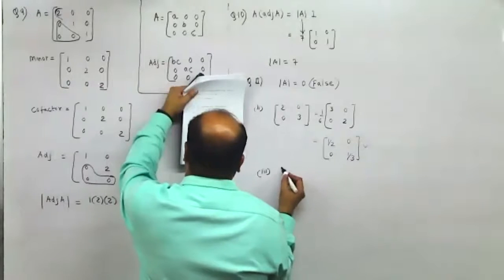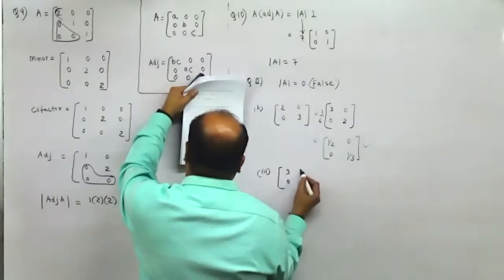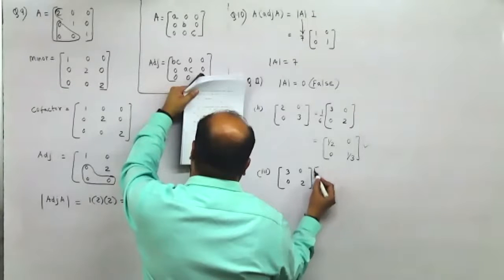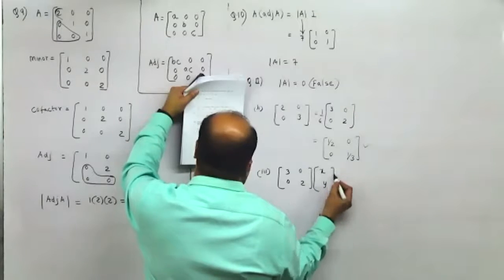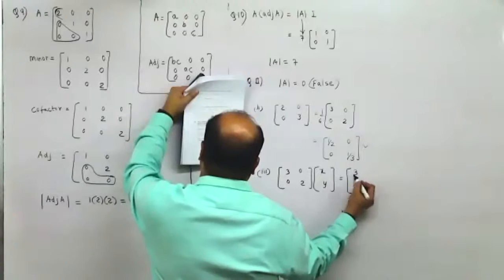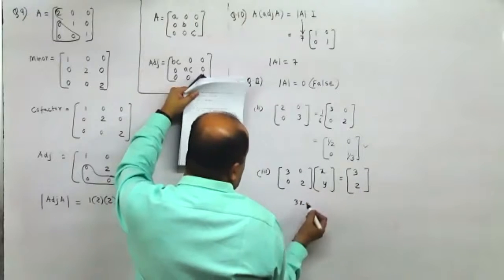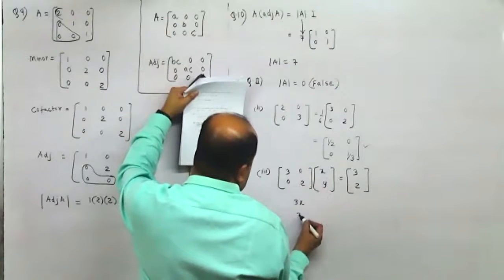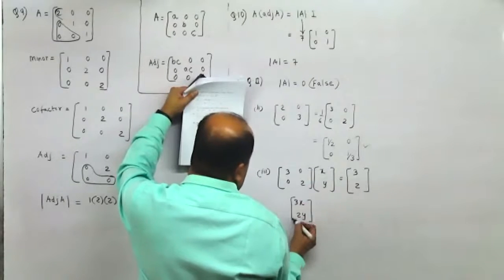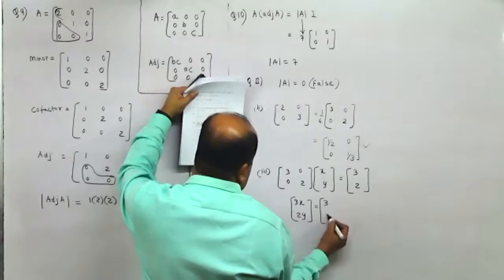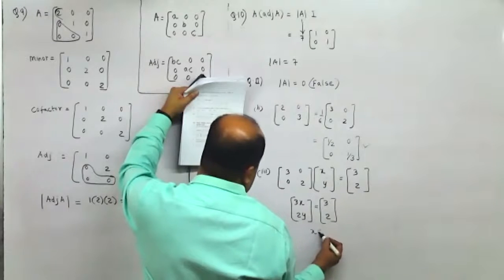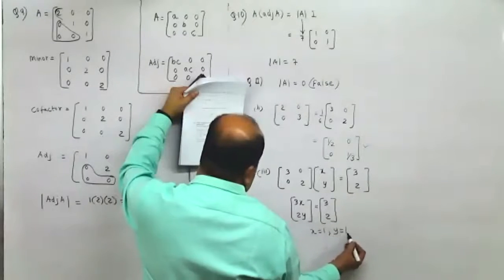So this is correct. Now 3, 0, 0, 2, x and y is equal to 3 and 2. So we can say 3x plus 0y, and here you will get 0x plus 2y is equal to 3 and 2. So when 3x is 3, x is 1, 2y is 2, y is 1.